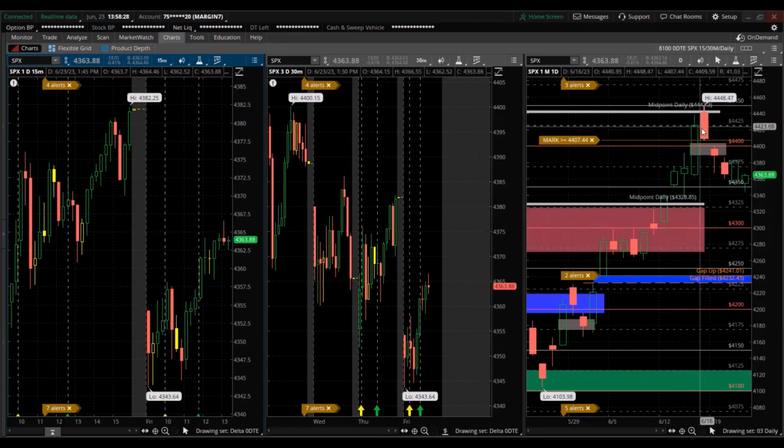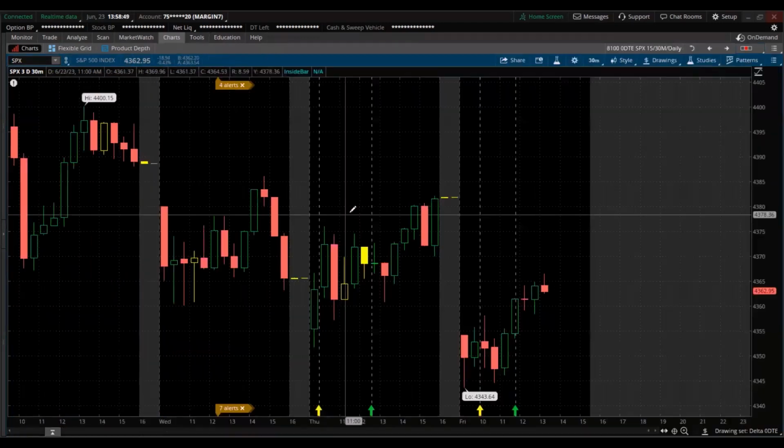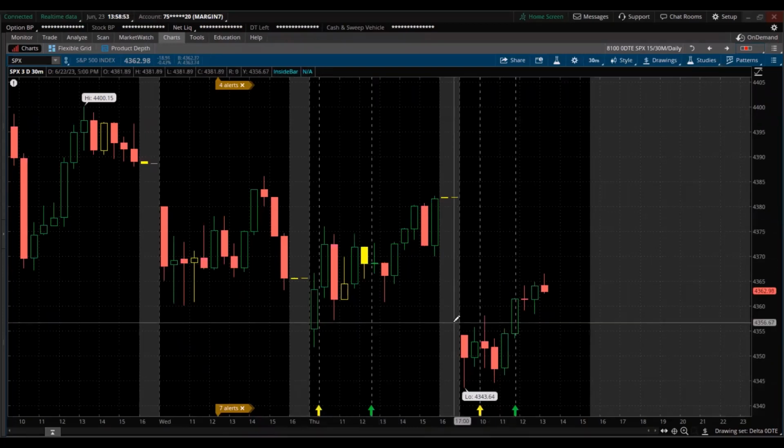On the S&P 500 daily chart, the trend is down. The current candle is green. Yesterday's candle was green also. Buyers have been stepping in and closing green at the end of the day, but the current candle's not done yet. Looking here on the 30-minute chart, I did zero DTE trades this morning and yesterday on this financial instrument.